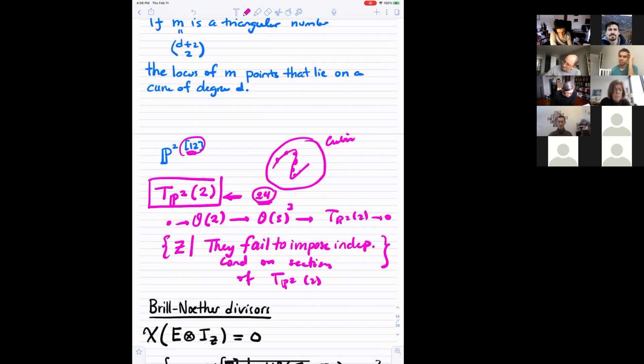Okay. And then you see, if we go back, these were already of this form. So if you look at lines, lines are sections of a line bundle, called O of 1.